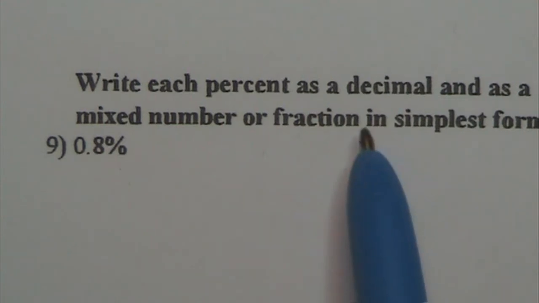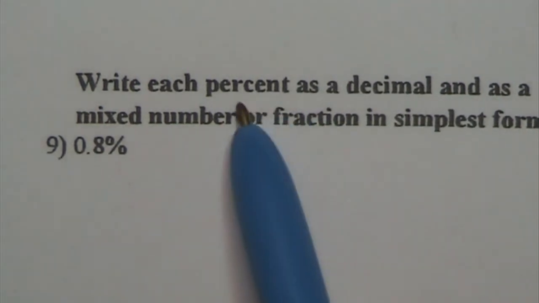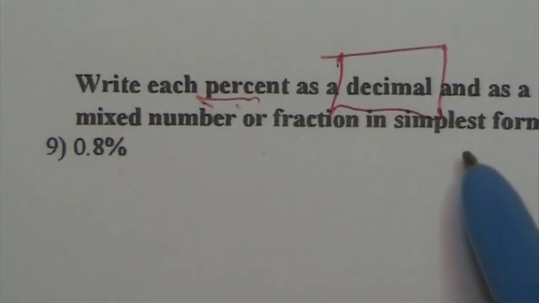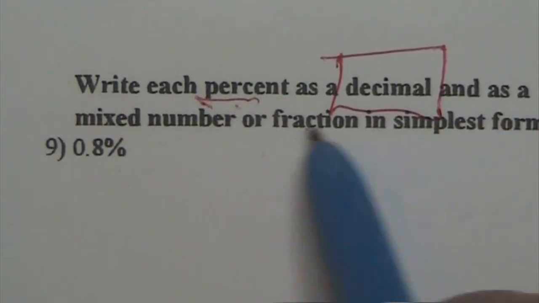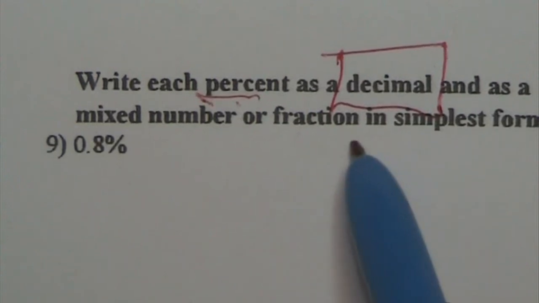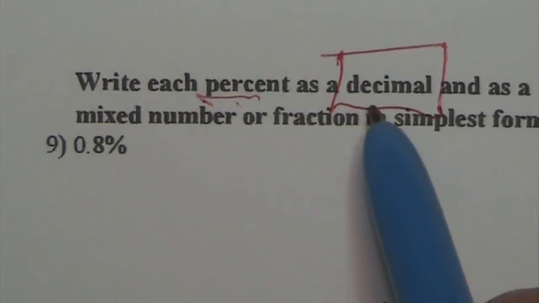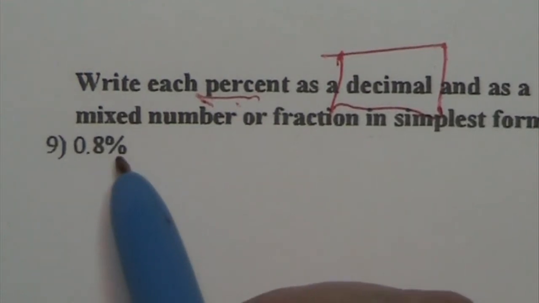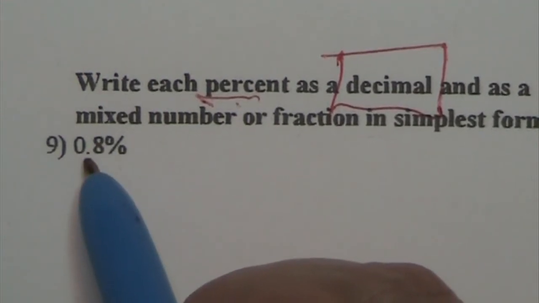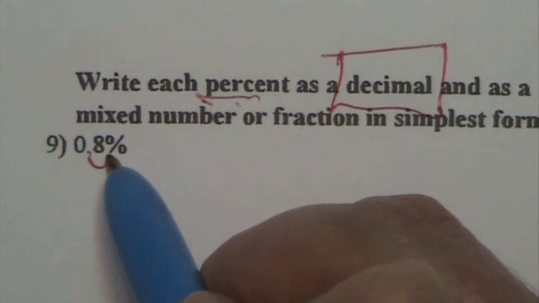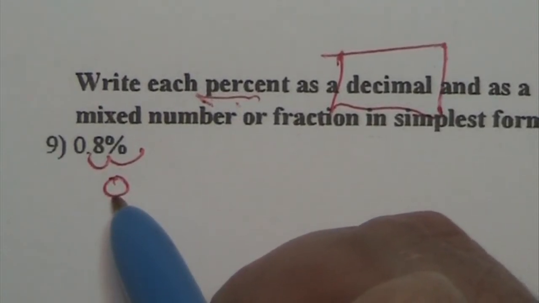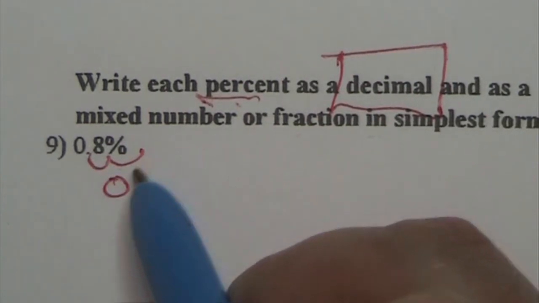Okay, number 9, it says write the percent as a decimal and as a mixed number or fraction in simplest form. So we have 2 things. First, let's make it into a decimal. Okay, so 8%, that's the same thing as saying I'll move the decimal over 2 spaces. Wait a minute, percent to decimal, do I go to the right or to the left?